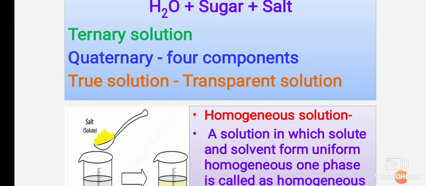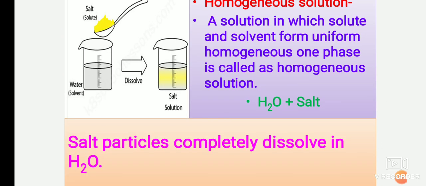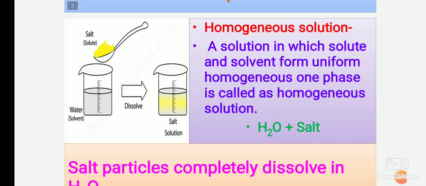Then we say about true solution. True solution is a transparent solution and the particle size of solute is 10 raised to minus 8 centimeter. Then we see homogeneous solution.